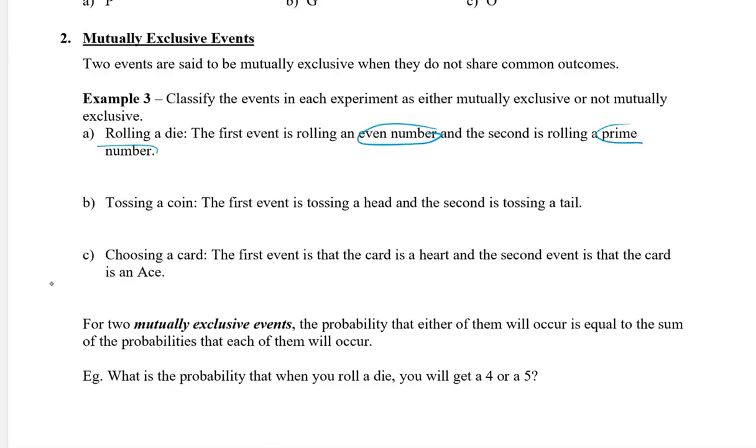So are these mutually exclusive? Well, we know that we can have an even number 2, which is even, but it is also a prime number. So 2 is even and prime. Because of that, this means that these are not mutually exclusive events.